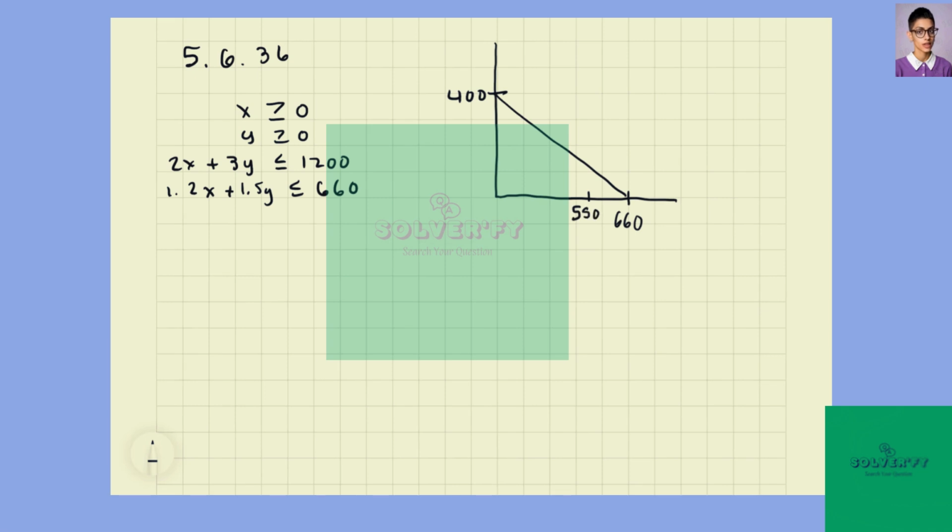When x is 0, y equals 440. So we have our feasible region here. And now let's solve for x and y for that particular intersection, setting these equations to be equal.